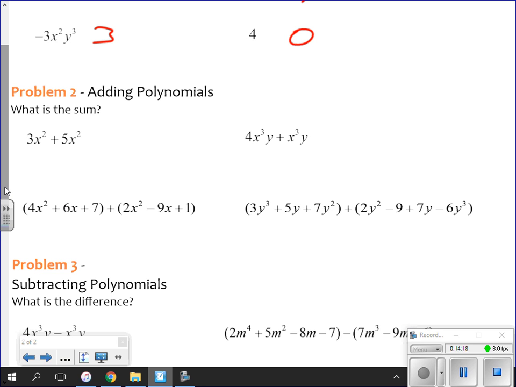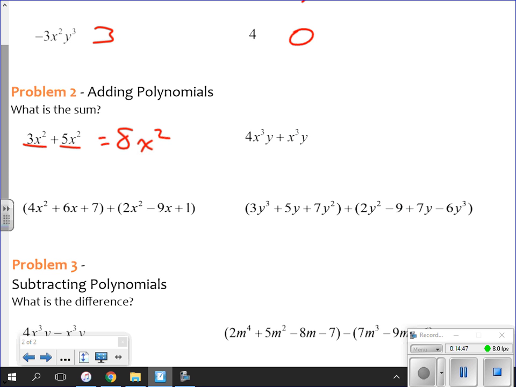I have 3 bananas in this hand, I have 5 bananas in this hand. How many bananas do I have altogether? 8. So I have 3x squareds in this hand and 5x squareds in this hand. How many x squareds do I have altogether? 8. 5 plus 3, 8 x squareds. That's how many x squareds I have. Okay. That's what it is.